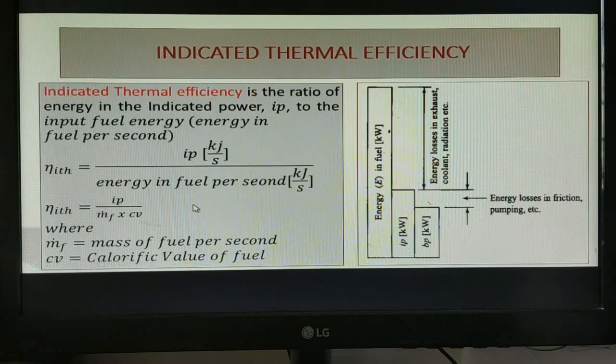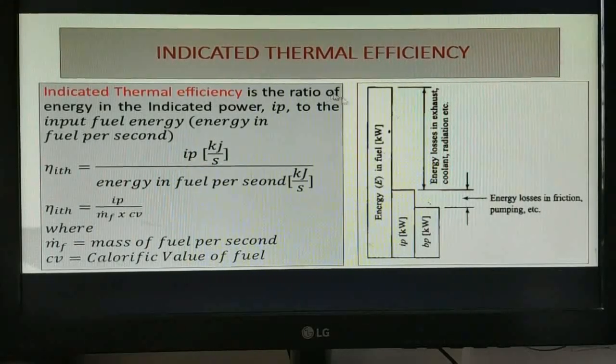That means if it is 30%, then the 70% is lost in energy losses of exhaust, coolant and radiation losses. So indicated power is less than the energy in the fuel, and that we can get from this formula, that is the indicated thermal efficiency. It shows how much percent the indicated power is less than the energy in the fuel. That ratio is known as the indicated thermal efficiency.